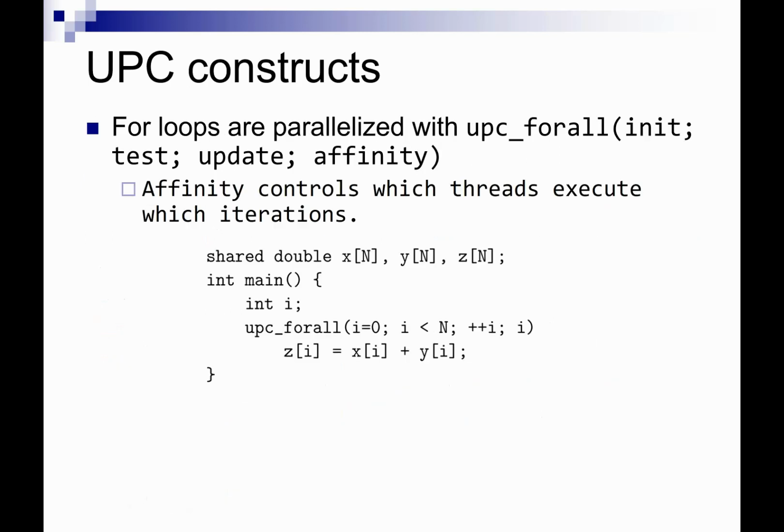In UPC, you can also parallelize for loops, just like you can in OpenMP. So here you initialize a for loop. You have a test. This is how to update the loop variable. And then you have this affinity. This affinity is going to control which threads execute which iterations of the loop. Here you have an example of a for loop.